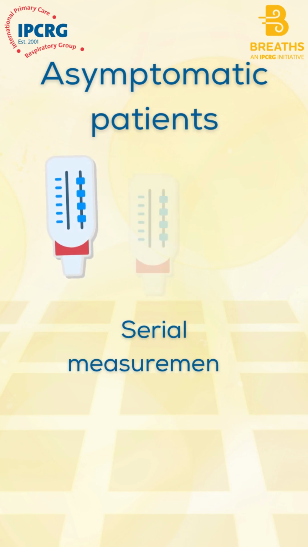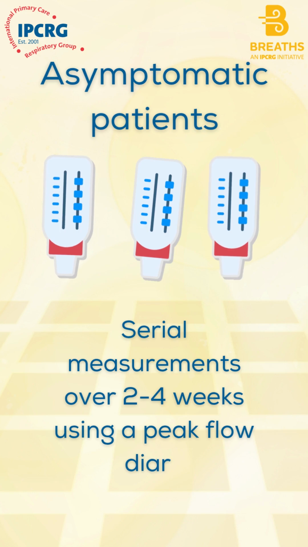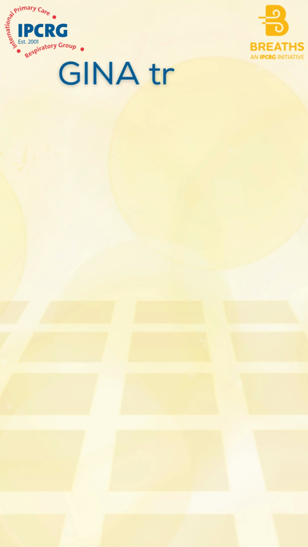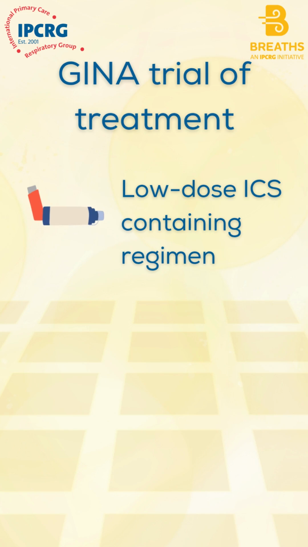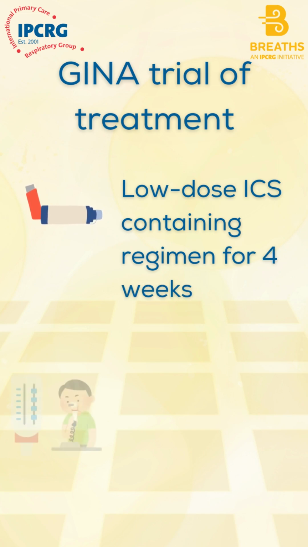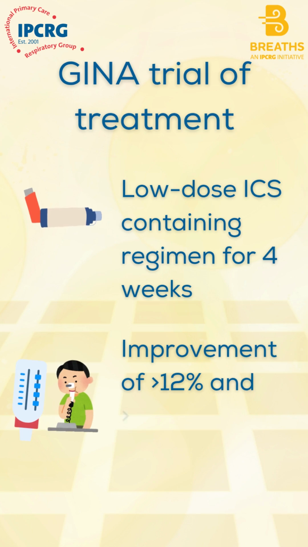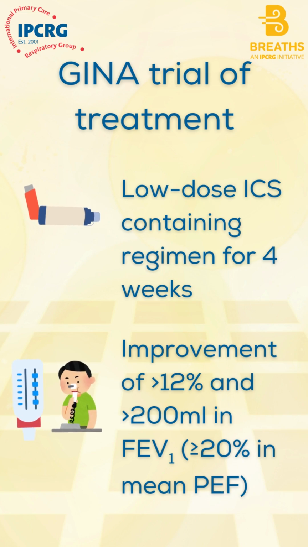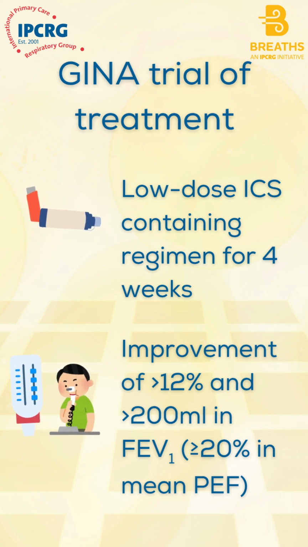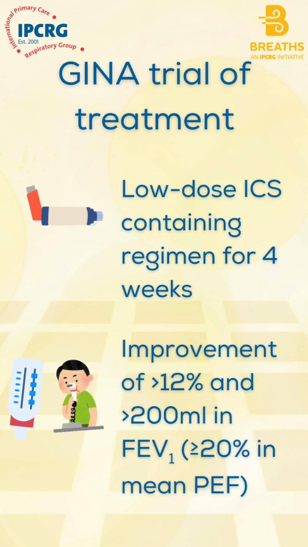For asymptomatic patients during the consultation, advise serial peak flow measurements over 2 to 4 weeks using a peak flow diary. Alternatively, use the Global Initiative for Asthma (GINA) trial of treatment. Start a low-dose inhaled corticosteroid-containing regimen for 4 weeks. Document baseline symptoms and lung function, then repeat spirometry or PEF at week 4. An improvement of greater than 12% and greater than 200 milliliters in FEV1, or greater than or equal to 20% in mean PEF, confirms variable airflow limitation and supports an asthma diagnosis, indicating the need for ongoing controller therapy.